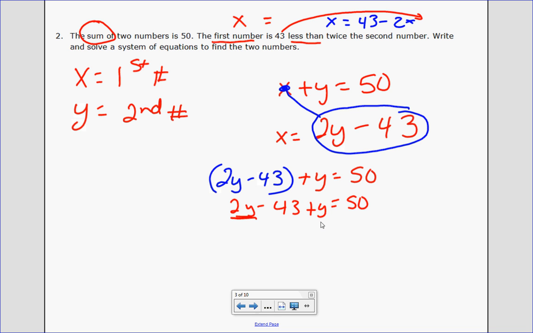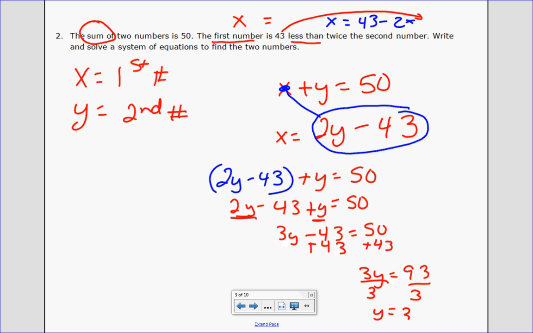2Y plus 1Y is 3Y minus 43 is 50. This is solving just equations where I add 43 to each side. 3Y equals 93. Divide by 3. Y equals 31.